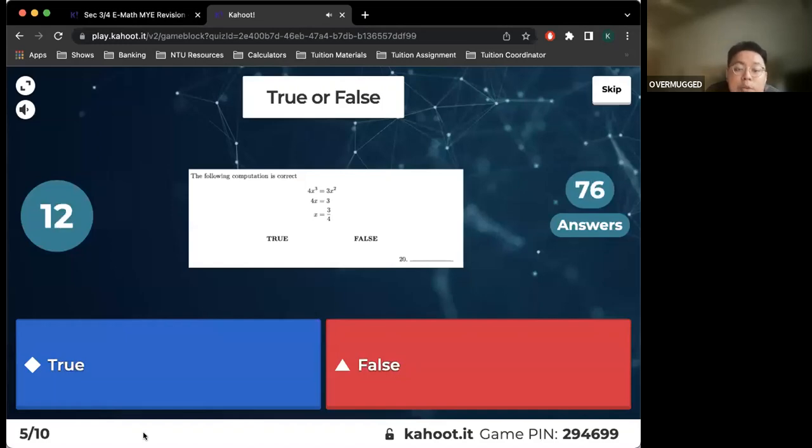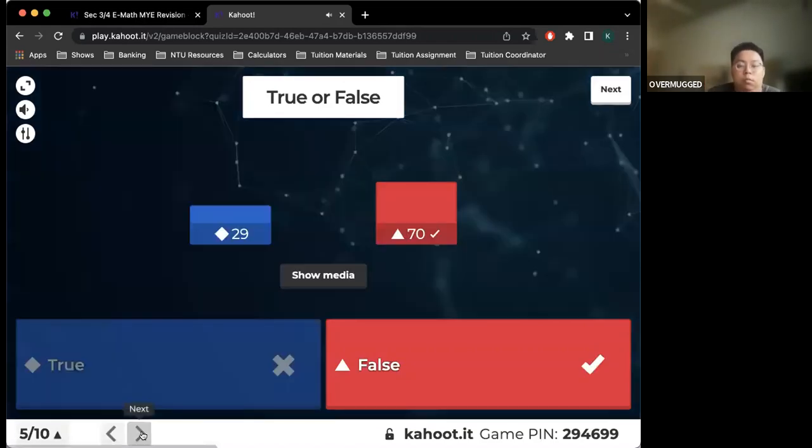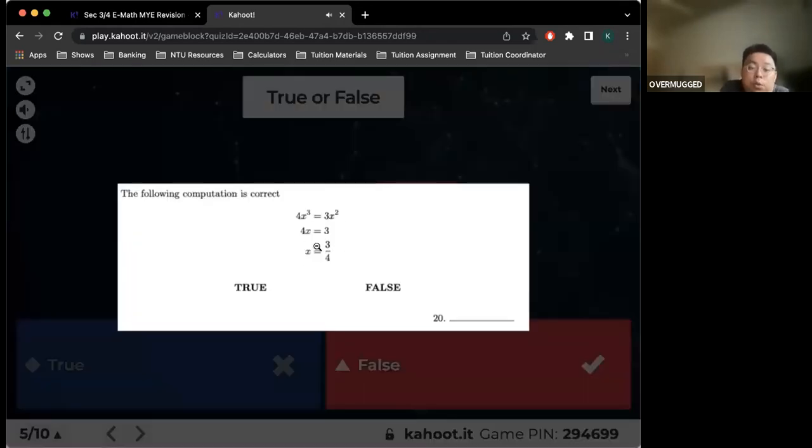Okay, so the following computation: 4x cubed equals 3x squared. You cancel the x squared and get x equals 3 over 4. Is it correct? Okay, very good to the 70 of you. Now for the 29, take note that you cannot anyhow cancel like this. This is wrong, because you will lose the solution x equals 0.